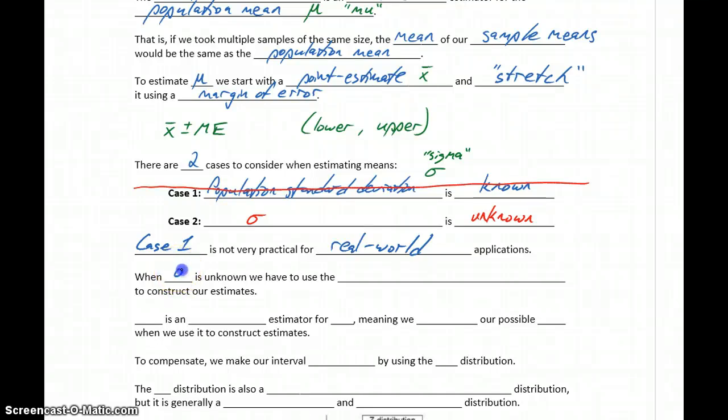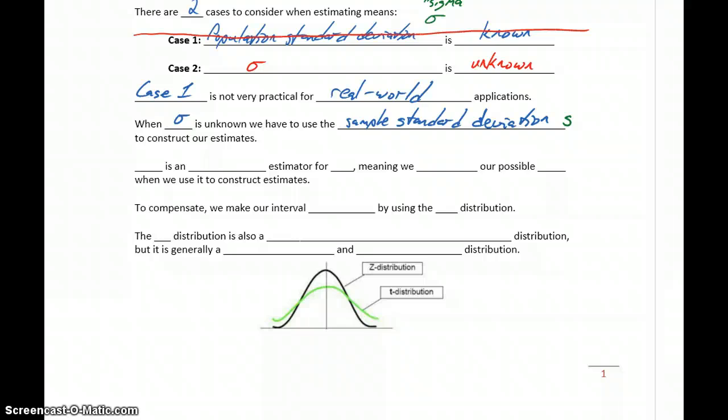So whenever our population standard deviation is unknown, then we have to use the sample standard deviation, which we represent with a lowercase s, to construct our estimates. So essentially when we're estimating a mean, a standard deviation has to be used as part of those calculations. This will be happening in the background with StatCrunch. If we know the population standard deviation, we can use that. In cases where it's unknown, which would be the cases we'll consider in this class, then we have to rely on the sample standard deviation.